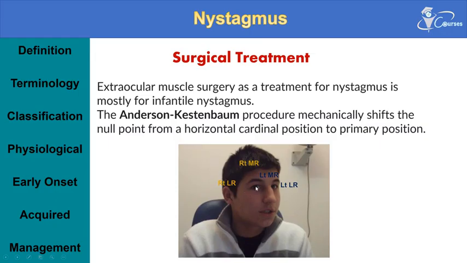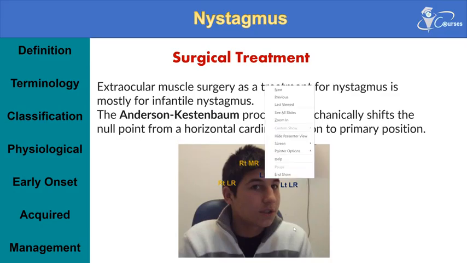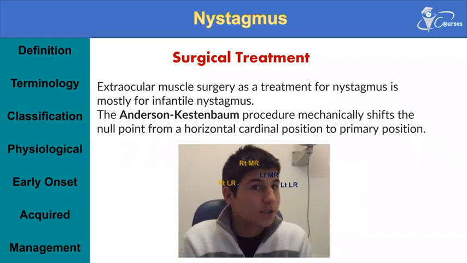If this patient is doing this face turn to the left, this means that more impulses are going to the right lateral rectus and the left medial rectus, so that the nystagmus will decrease. Let me bring my pen. In order to assume this position, more impulses are going to the right lateral rectus and left medial rectus.